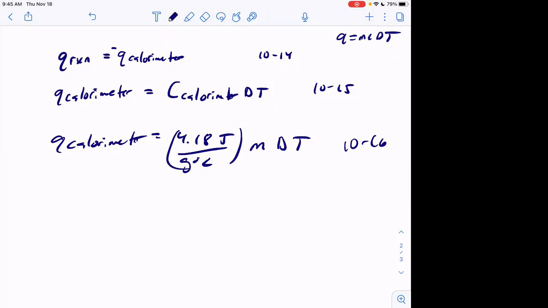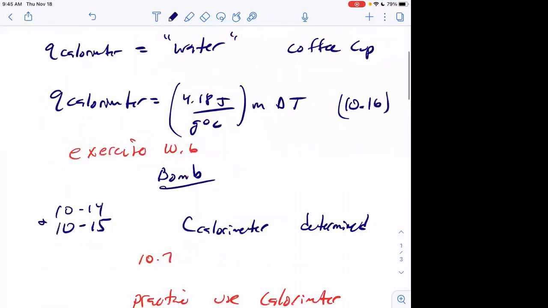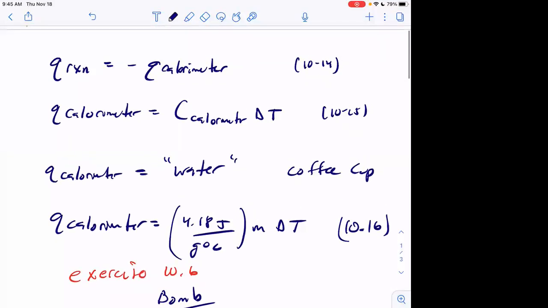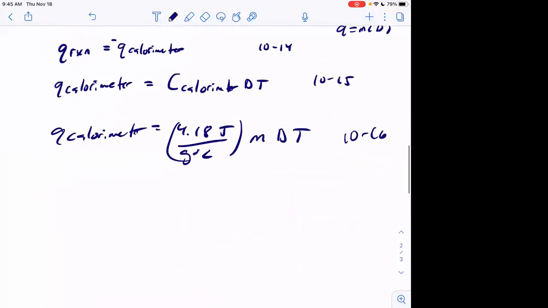So this is what I wanted to write. This is the water. So you can use this for a coffee cup calorimeter. That says 1016 there. Now, with a bomb calorimeter, we're back to using these two right here.